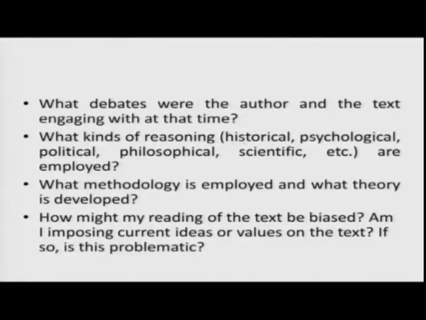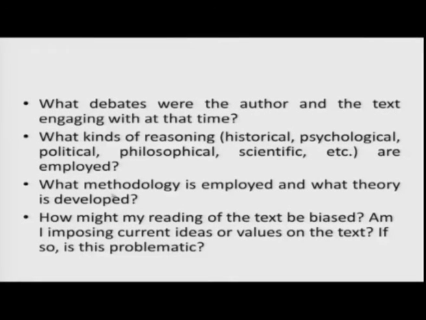What kinds of reasoning, historical, psychological, political, philosophical, scientific, etc., are employed here? Here you can see that Brecht compares theatre with sports. So, he takes something from contemporary context, contemporary society, and puts forth his argument. Other questions we ask are what methodology is employed and what theory is developed. How might my reading of the text be biased? Am I imposing current ideas or values on the text? If so, is this problematic?